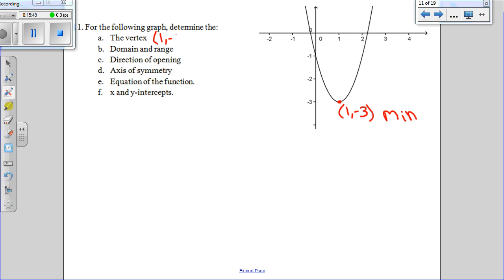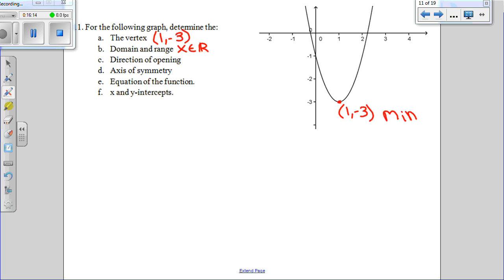All right, domain and range. Domain is asking you for your total possible x values. How far left and how far right does this graph go? We know that it's always just x is any real number unless it's a word problem, because quadratics go forever to the left and forever to the right.